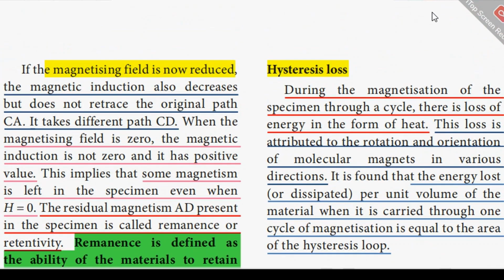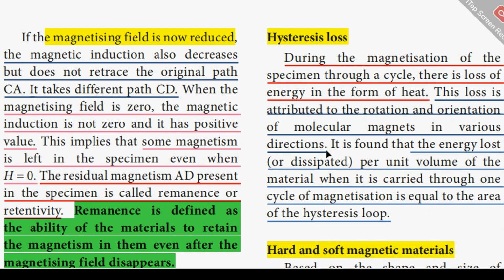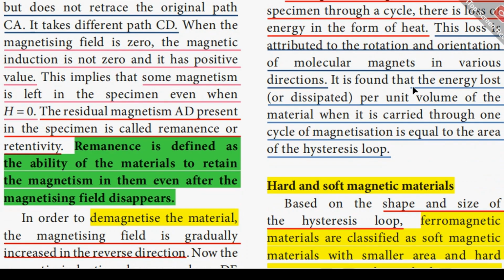So what is the hysteresis law? During the magnetization of a specimen through a cycle, there is a loss of energy in the form of heat. This loss is attributed to the rotation and orientation of molecular magnets in various directions. It is found that the energy lost or dissipated per unit volume of the material when it is carried through one cycle of magnetization is equal to the area of the hysteresis loop.